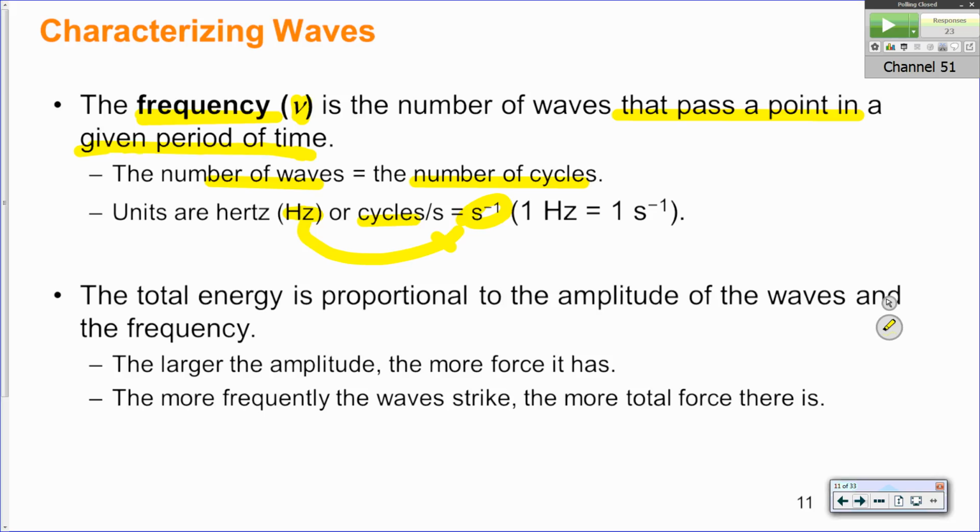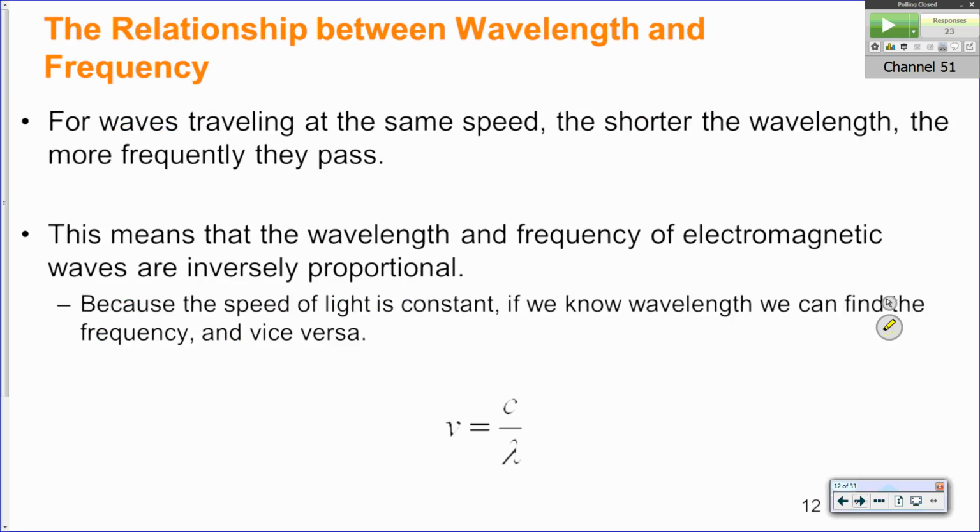So if we look at the total amount of energy that's associated with a light wave, or any form of electromagnetic radiation, it's associated with the amplitude of the wave and the frequency. So the two things are related to one another. The larger the amplitude, the more force it has as it strikes something. The greater the frequency, the more frequent those strikes are going to be. So it's going to hit more and more times a second as it comes through.